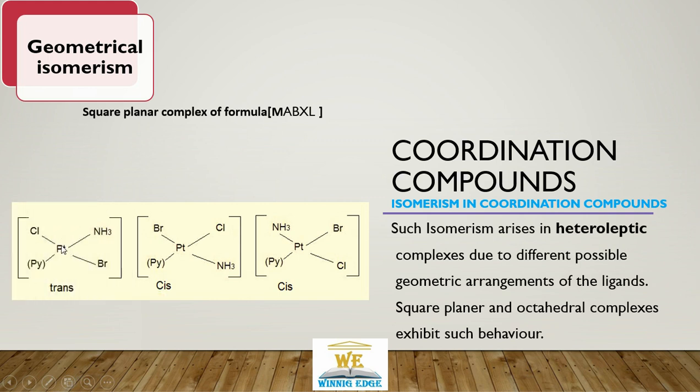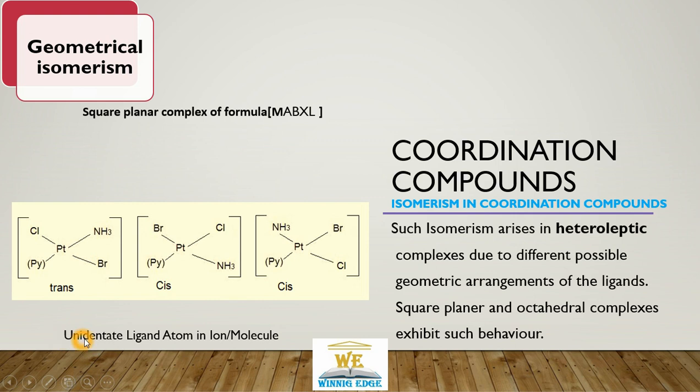In trans, what we see is that the heavy elements are opposite to each other. So it makes up our trans geometry. So this is an example of cis and this is an example of trans. Here we are having the possibility of 3 different isomers.